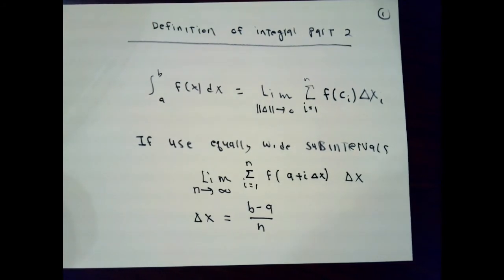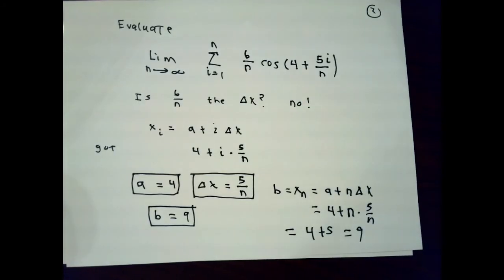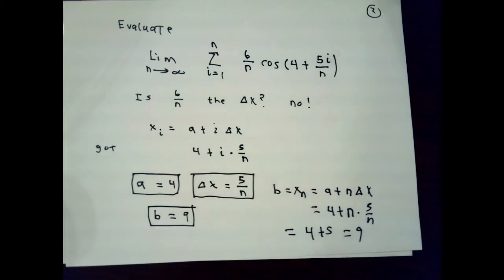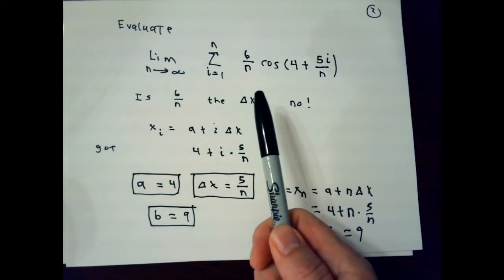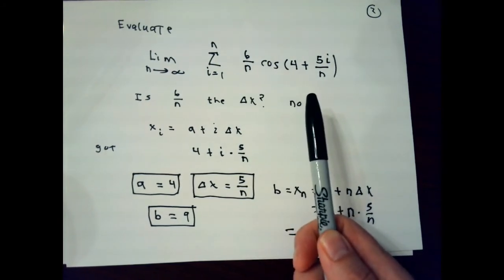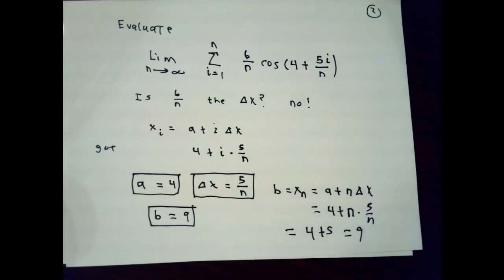It's going to allow us to do a certain problem that appears to be impossible to do unless you know about this sort of thing. So here's a problem. I want to evaluate the following quantity. The limit as n tends to infinity of the sum i equals 1 to n of 6 divided by n times the cosine of 4 plus 5i over n. This is not anything that we know about using any reasonable techniques.